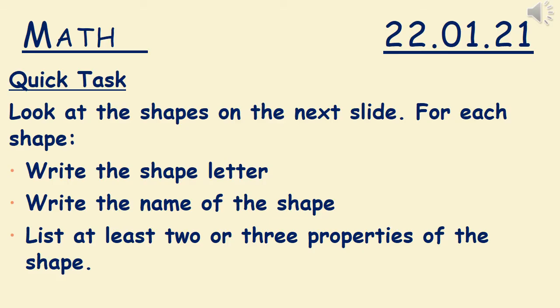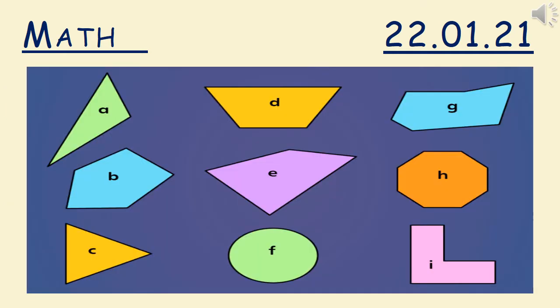Time for another quick task. Look at the shapes on the next slide. For each shape, write the letter of the shape, write the name of the shape, and list at least 2 or 3 properties of the shape. Here are the shapes, so remember, I need the letter of the shape, the name of the shape, and 2 or 3 properties of the shapes.